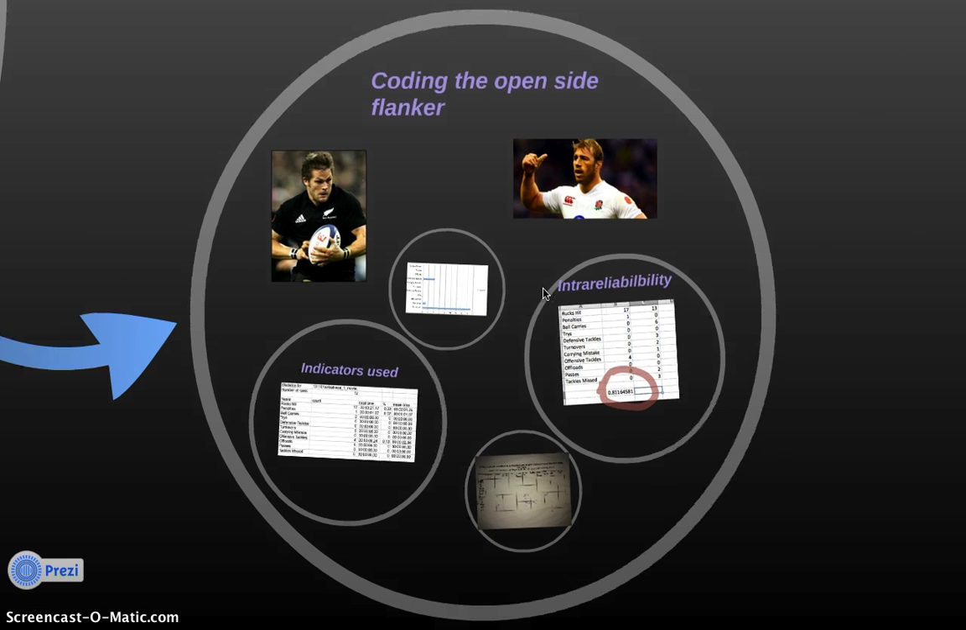My project was on coding the open side flanker. My project for performance analysis was to look at the open side flanker, or the number 7, and his effect in the open play of a modern professional English rugby match. I selected this area mainly to focus on the breakdown and how effective that position is within its team. My focus was on the Exeter Chiefs Academy open side flanker.